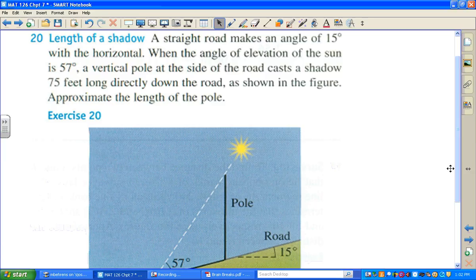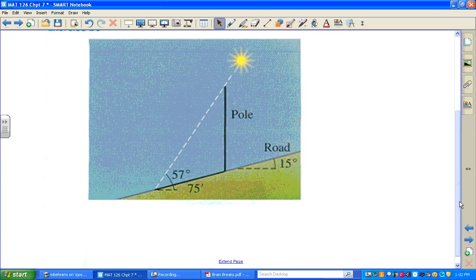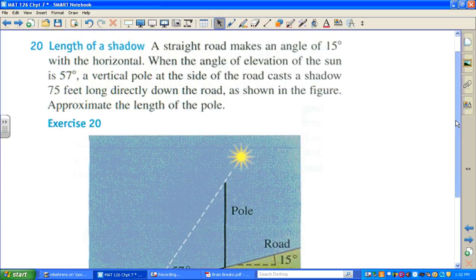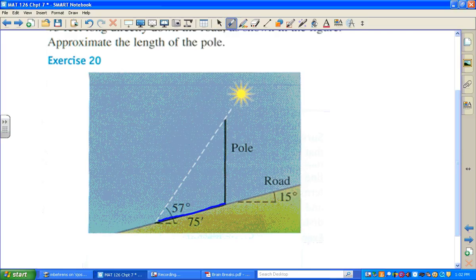A straight road makes an angle of 15 degrees with the horizontal. The angle of elevation of the sun is 57 degrees. A vertical pole at the side of the road casts a shadow 75 feet long directly down the road. Approximate the length of the pole. So 75 feet is the length of the shadow of the pole.